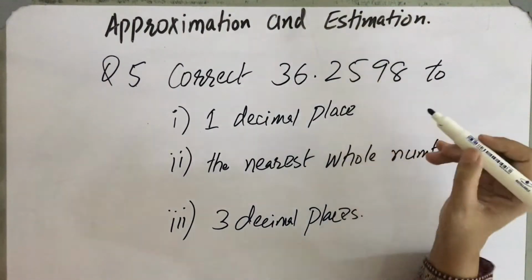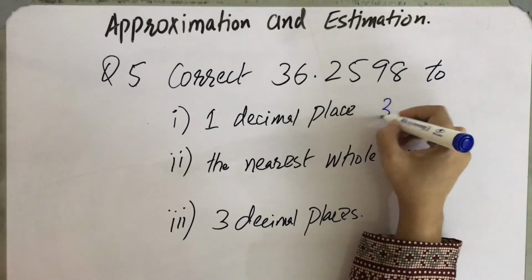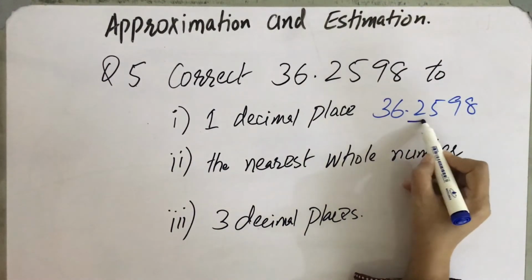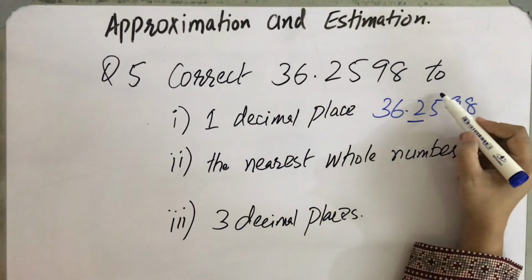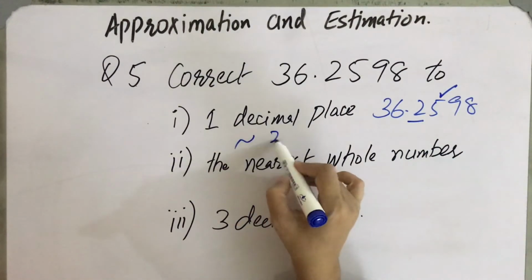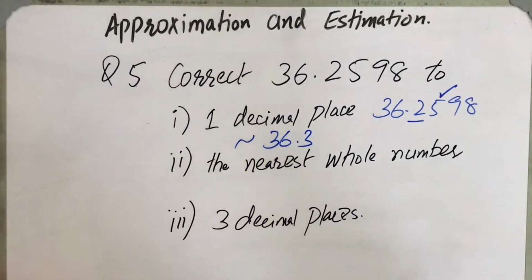This is 1 dp, 1 decimal place. 36.2598. First number after the decimal is 2, right? And we have to study 5. 5 will give 1 to 2 and our answer will be 36.3.